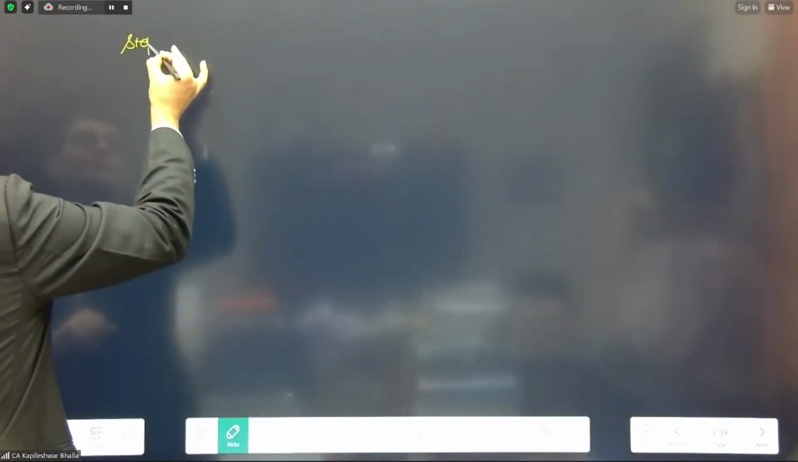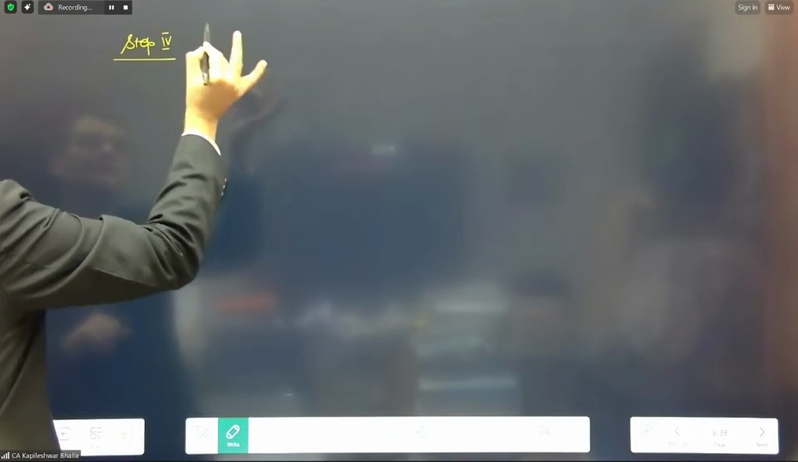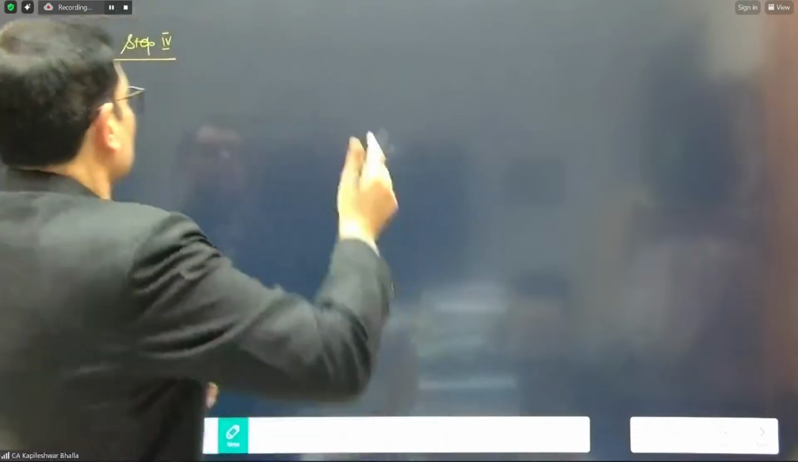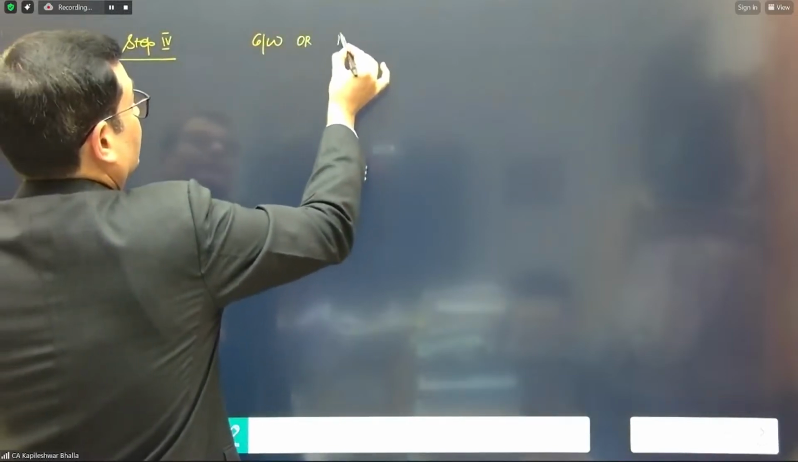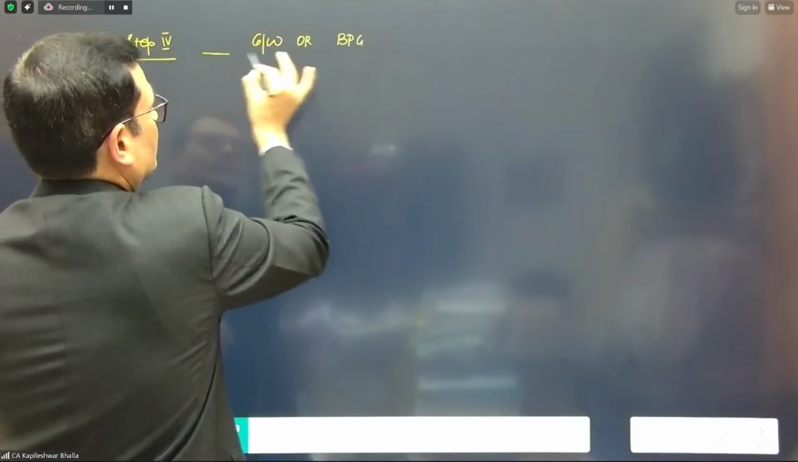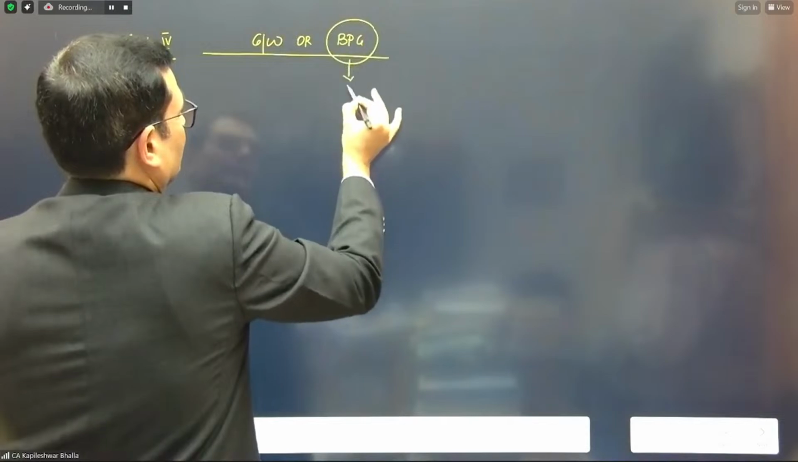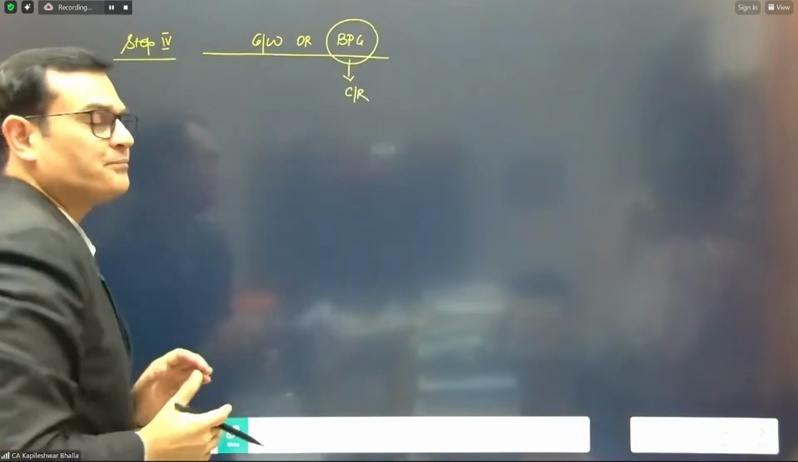Then we go on to step number 4. In step number 4, you need to calculate goodwill. Now, as I said, I'm just adding a few flavors as well, especially the concept of goodwill impairment. So in step number 4, when you're calculating goodwill or a bargain purchase gain, which indirectly you can say is a capital reserve.